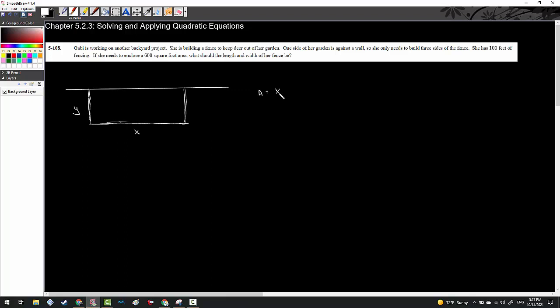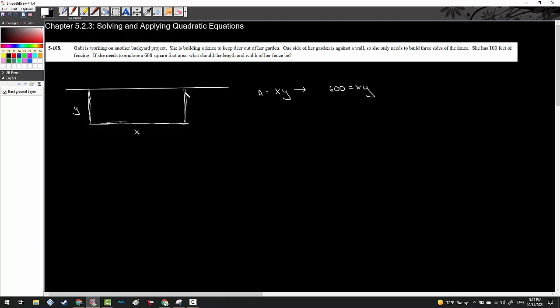Now, the area is going to be equal to x times y, but we also know that the area has to enclose 600 square feet. So hopefully it makes sense that x times y is equal to 600. The problem right now is that I don't know what x nor y is. So I'm going to have to figure out how I can manipulate one into the other, and the way I do that is I use the fact that she has 100 feet of fencing.